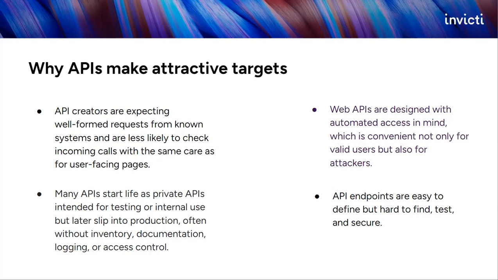So all of this makes APIs a fast growing vector for cyber attacks. And of course, lots of consequences from data breaches to denial of service to ransomware can play out as a result.